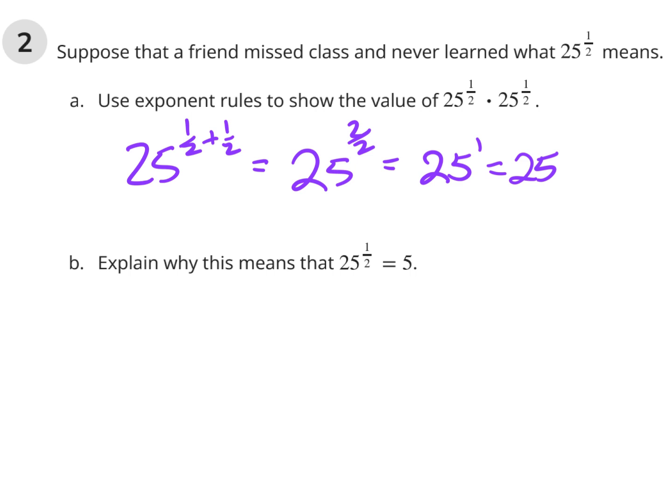Explain why this means that 25 to the 1/2 means 5. So we know that 25 to the 1/2 is the square root of 25, which equals positive and negative 5. So what we could have done was 25 to the 1/2 times 25 to the 1/2 is 5 times 5, which gives us 25. That might have been shorter.